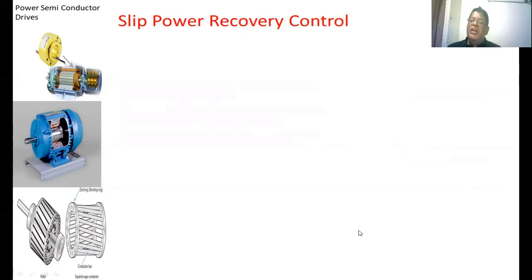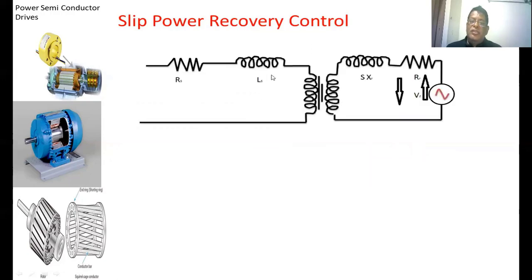Next, slip power recovery control. In this method, we are injecting some amount of voltage into the rotor circuit. This method also we can apply only for the slip ring induction motor. We can't apply it for the squirrel cage induction motor. By some external means, we are injecting some amount of voltage into the rotor circuit. This is the equivalent circuit of the induction motor. This is the stator winding, this is the rotor winding. In the rotor winding, we are injecting some voltage through the slip ring.